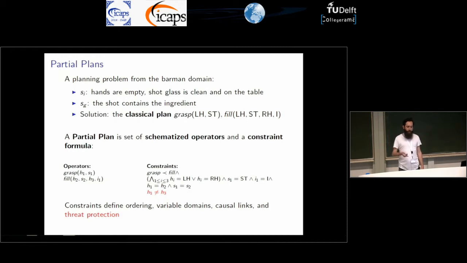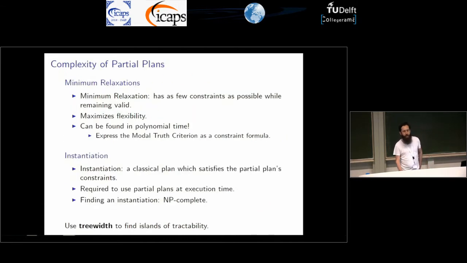Now it's a bit more complex, but what this is really saying when we say h1 doesn't equal h2, we're saying that whichever hand you use to hold the shot glass can't be the same hand that you use to pour it. Okay, so taken all together, these constraints enforce the validity of the partial plan. So this means that any classical plan that satisfies these constraints is also valid. So it's executable and it achieves the goal. These constraints are also a minimum relaxation. So they place as few constraints on the orderings and the bindings as you can possibly do while remaining valid.